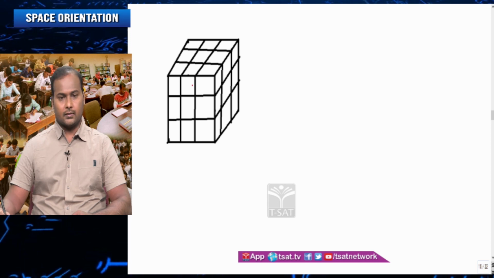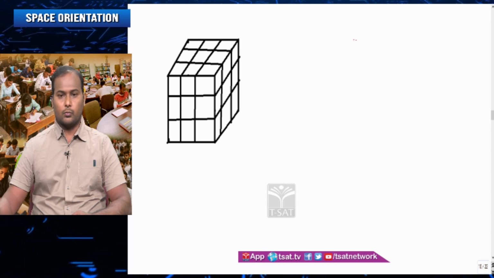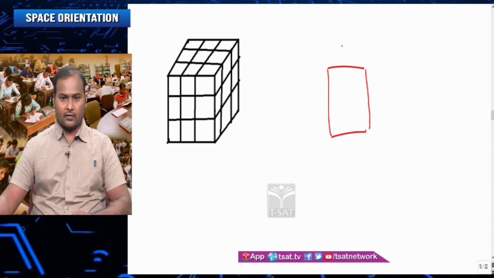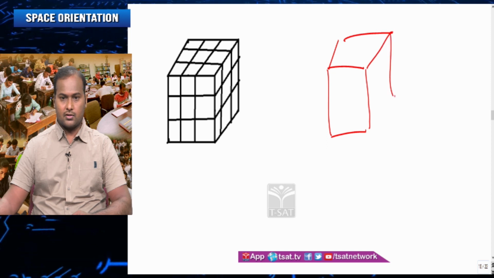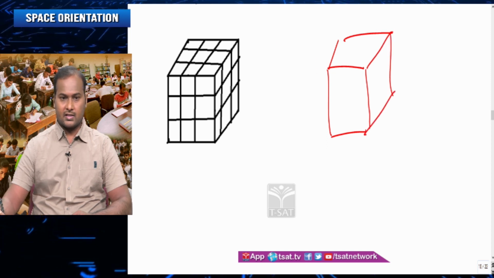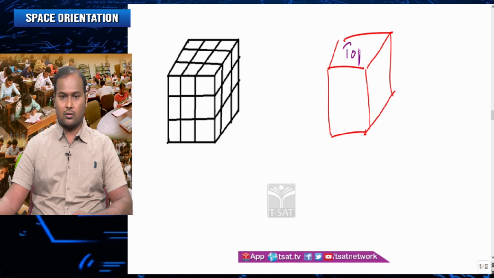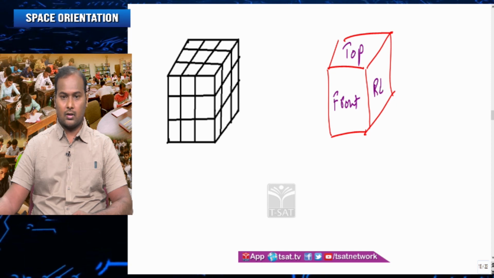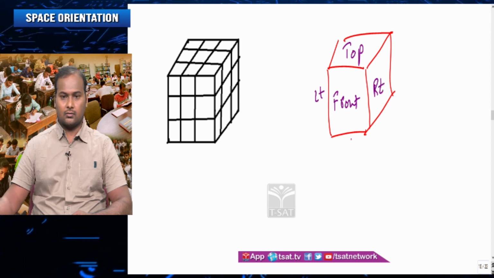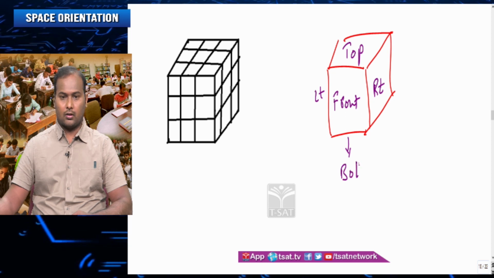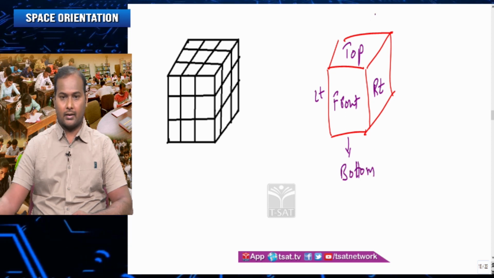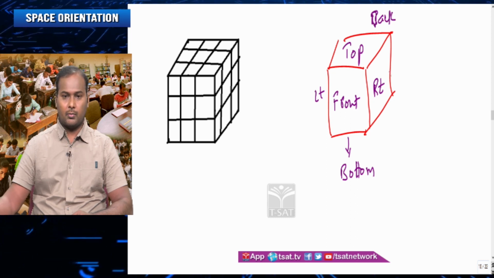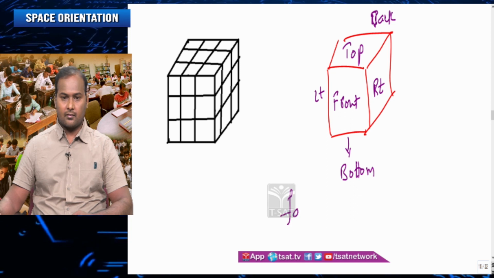Generally, whenever you see a cube, you need to remember that a cube always has 6 faces. So imagine this is a cube. What are they? That is top, front, right, left, bottom and back, which is not visible to us. So in total, we have 6 faces.